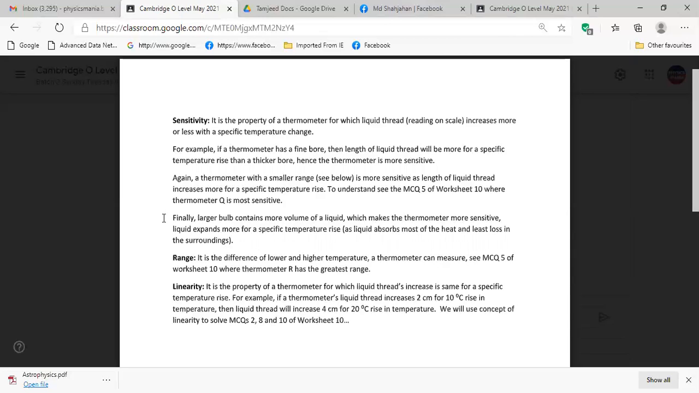So a larger bulb has a large amount of liquid, right? So if you are keeping the thermometer bulb anywhere, then this bulb can absorb more heat from the surroundings, right? If it can absorb more heat, then the liquid level also expands more, isn't it? If the liquid level is increasing more, then we can say it is more sensitive. Is it clear to you?